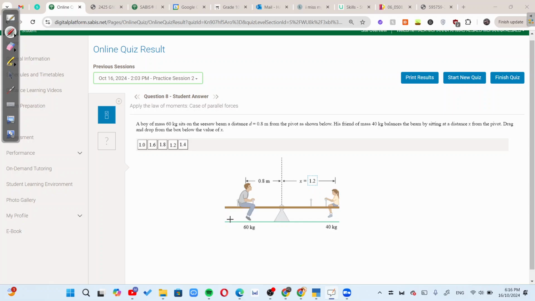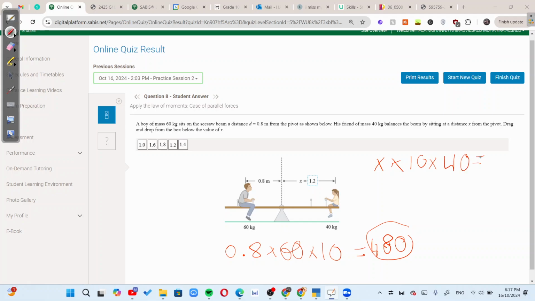So if you have him at a distance, again calculate the moments. So you could calculate 0.8 meters times 60 times 10. You're going to get 480. So now you need to make this equal to 480. So you have distance x, which we don't know, times 10 times 40 kilograms is going to equal 480.